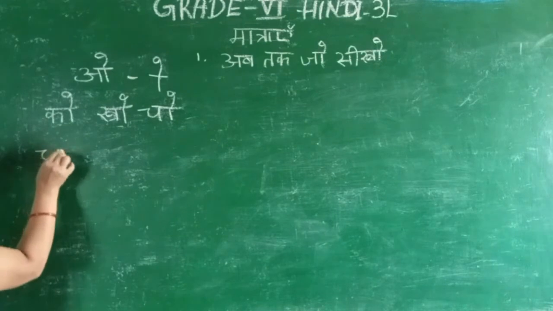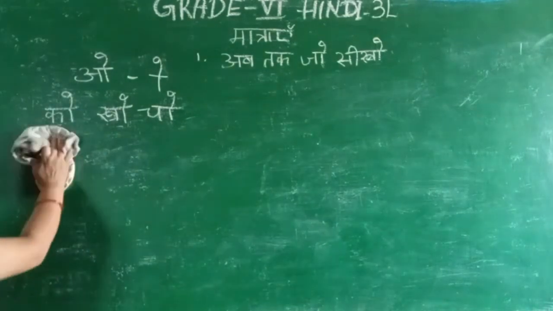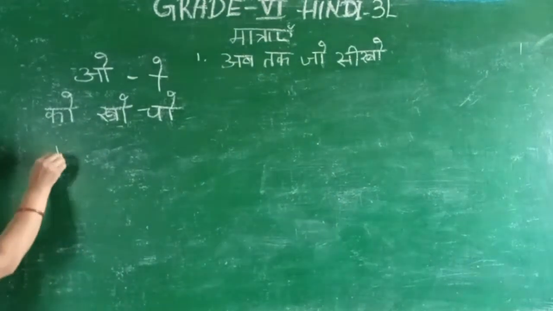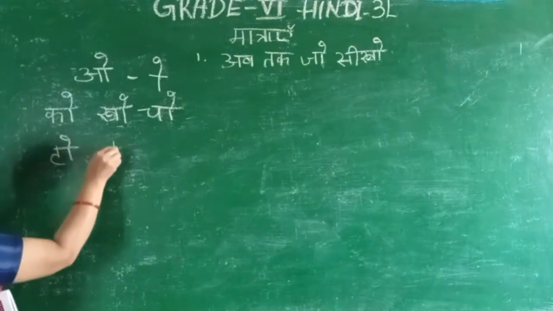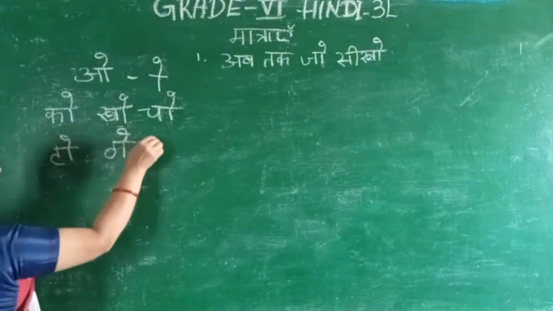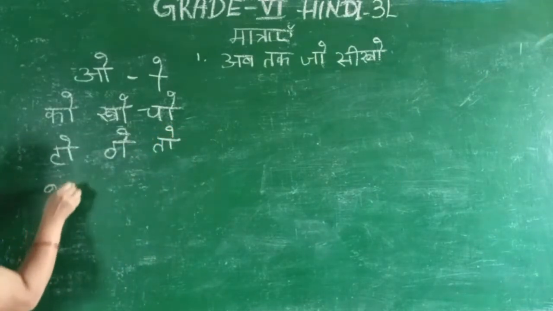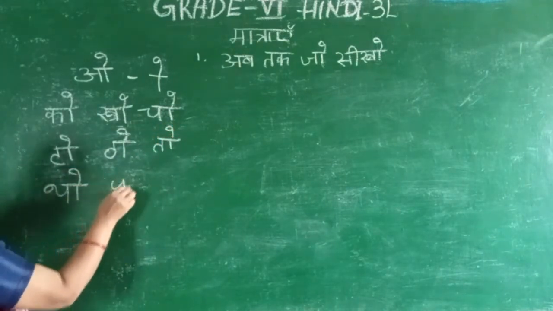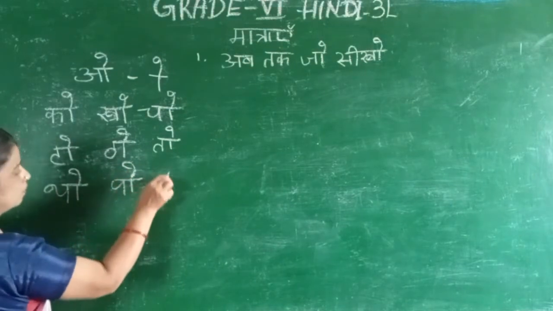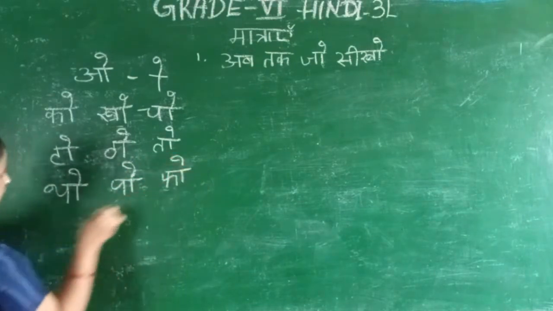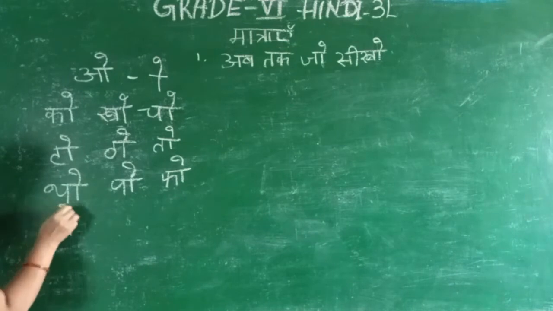And to, and tho. Next, tho, pho, mo. How to pronounce the O sound?